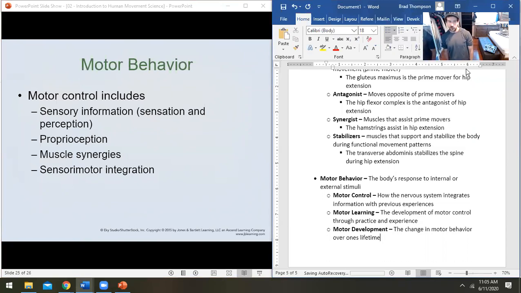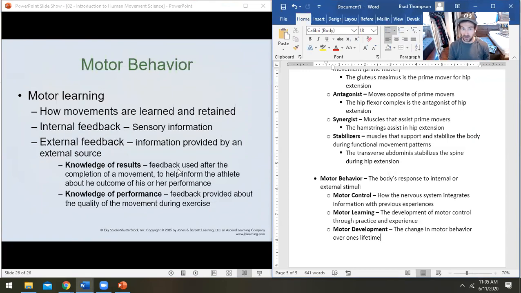And so motor control, you know, all the sensory information coming in, how your synergists are supposed to work together, and your proprioception, we have a term for that. We call all of that your sensory motor integration. It's taking all the information in and sending out the appropriate response. That's integrating your experiences together.